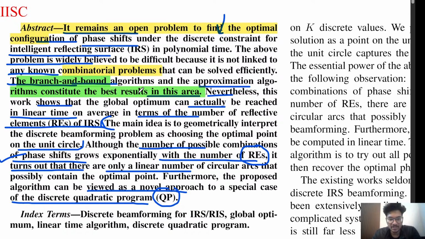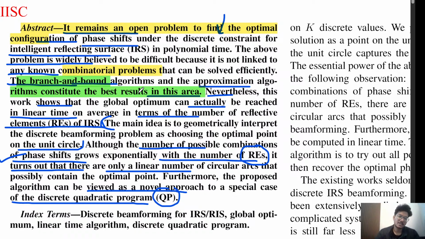All the possible combinations for the phase grow exponentially with the number of reflective elements. It turns out that there are only a linear number of circular arcs that can possibly contain the optimal point. So only a few limited points on the unit circle can be considered as the optimal point. Furthermore, the proposed algorithm can be viewed as a novel approach to a special case of the discrete quadratic program.